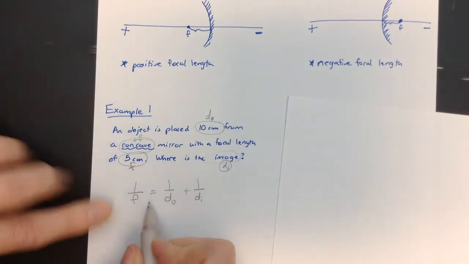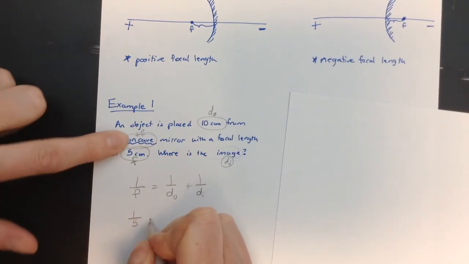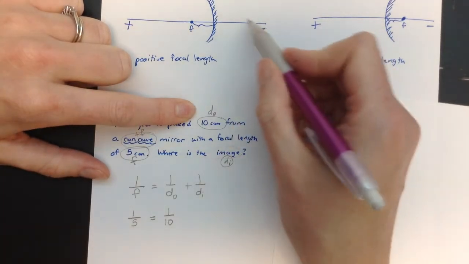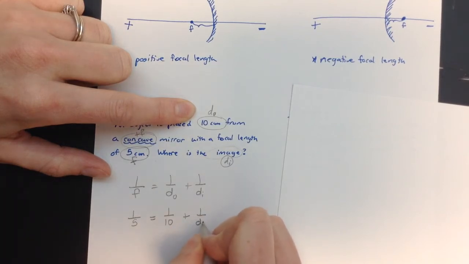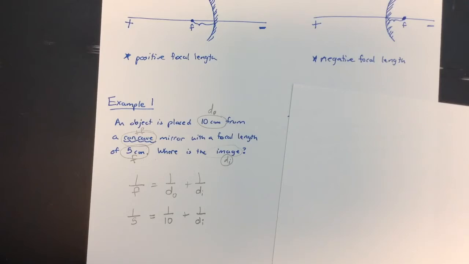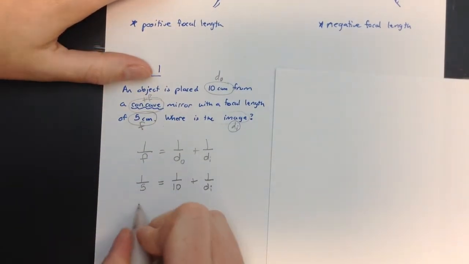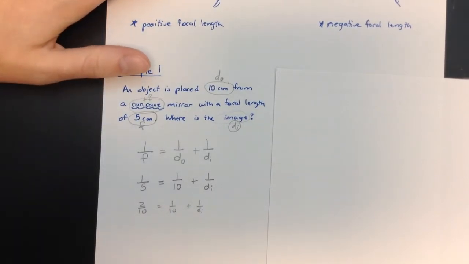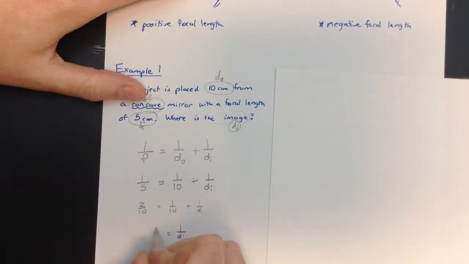Okay, so I'm going to plug my numbers in. 1 over 5. It's a positive because it's a concave. And 1 over 10. Nobody's going to put the object back here, so that's never going to be negative either. Is 1 over this image distance. Now, if you're thinking, oh crap, I hate fractions, it's okay. There's different ways that you can work this problem out. The way I like to do it is I like to find the common denominator. So this is 2/10 equals 1/10 plus something else. Oh, how convenient. 2/10 equals 1/10 plus something. This 1 over DI has to be 1/10.